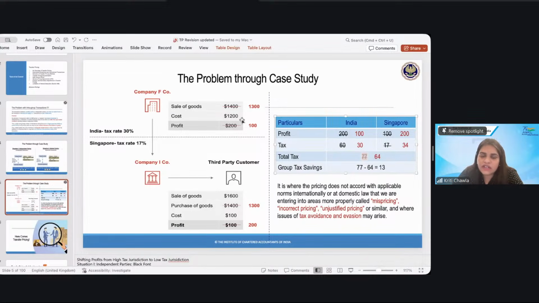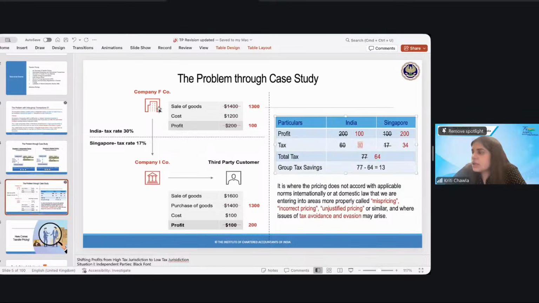The cost is $1,200. So if you look at the profit from company F's perspective in India, it's going to be $100. How? 1,300 less 1,200 becomes $100 right here. So I've provided it here. Look at the red font now. The red font means that the two companies are related to each other. So $100 of profit in India. The tax rate in India is 30%, so it's going to be $30 of tax in India.